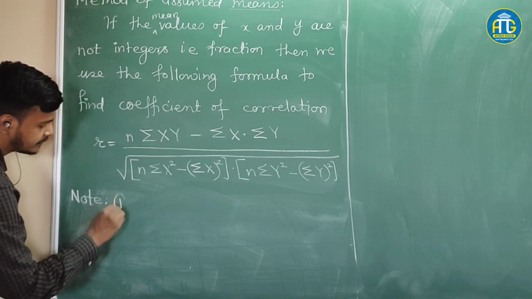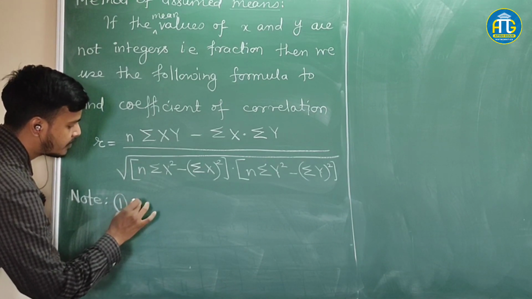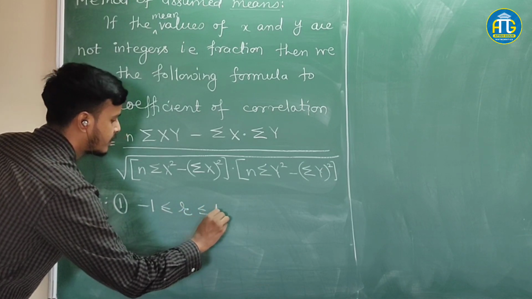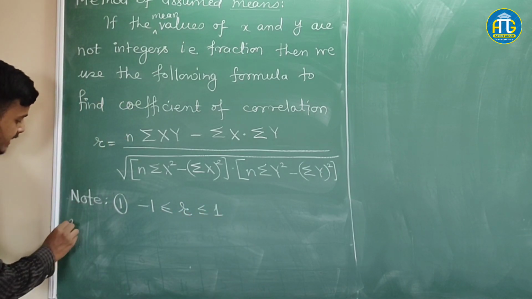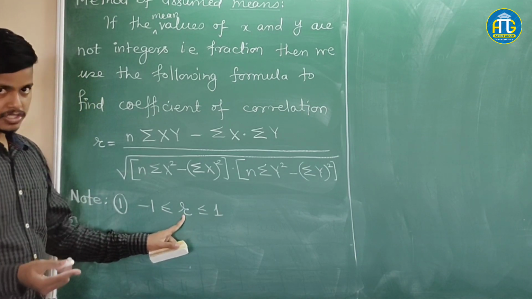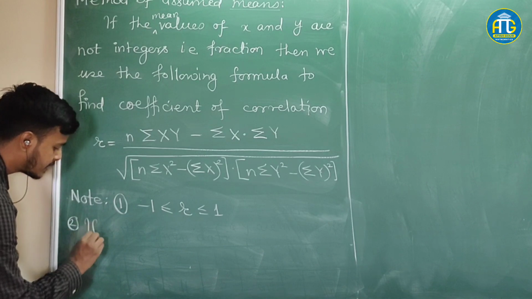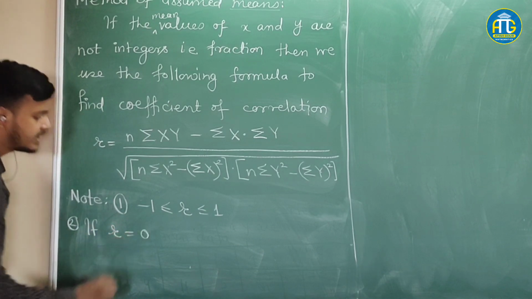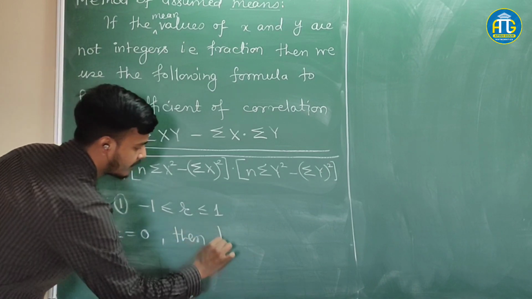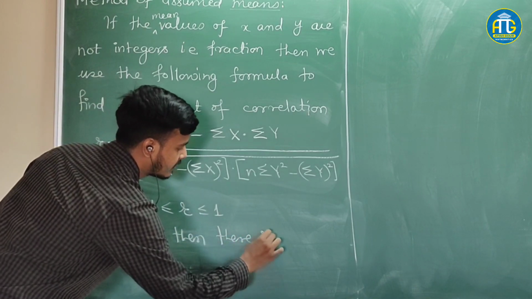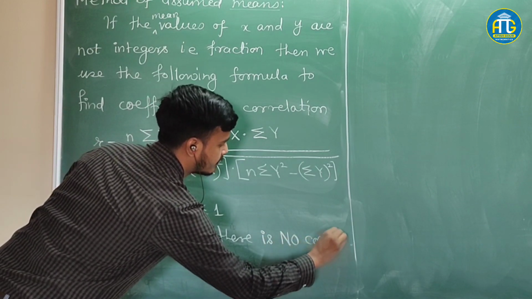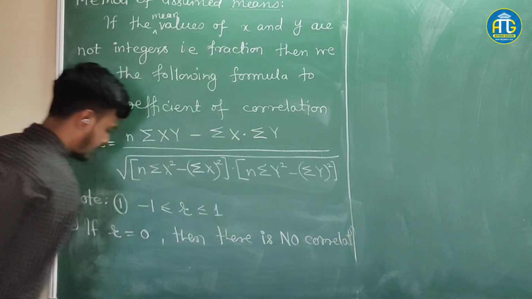Number 1, R lies from -1 to 1. Depending on the values of R, we have relations. Suppose R is equal to 0, then there is no correlation.